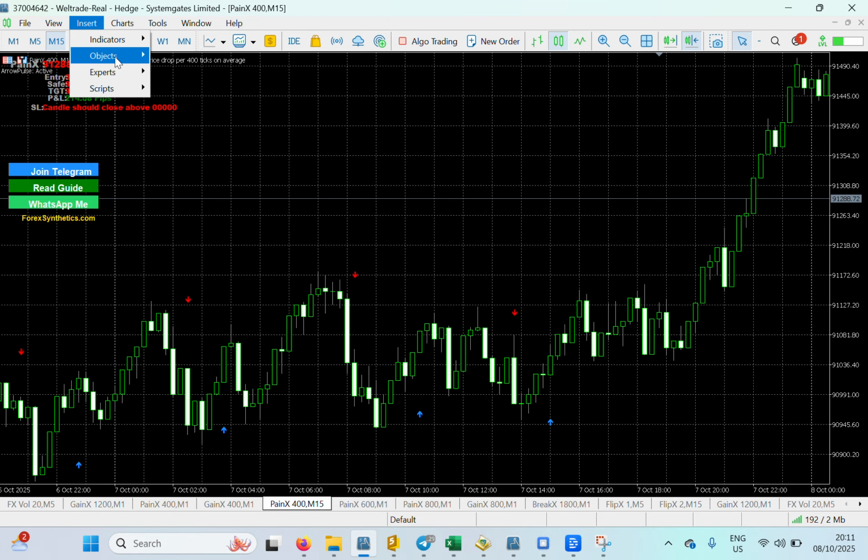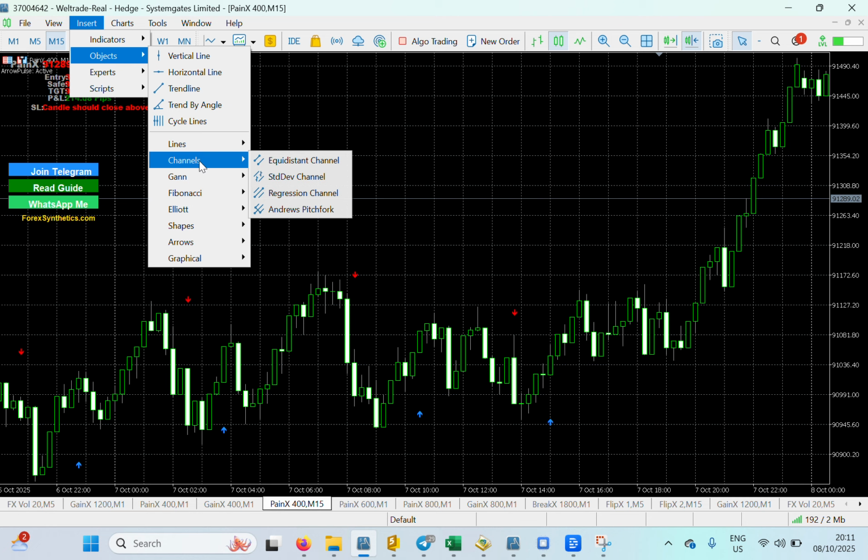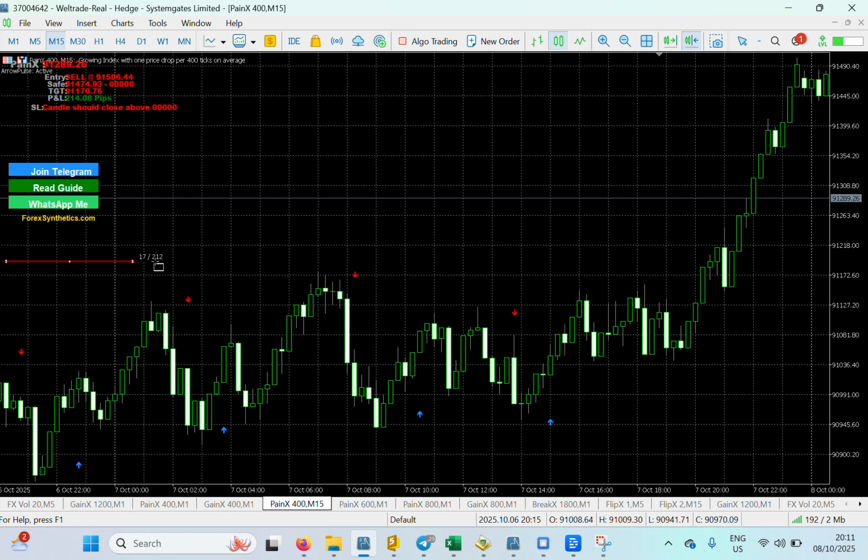let me insert, then object, then shapes, rectangle. If you draw a rectangle and you see that these arrows are just moving inside this rectangle, do not enter the trade until the market breaks that rectangle. That's when you will be able to enter perfect trades.